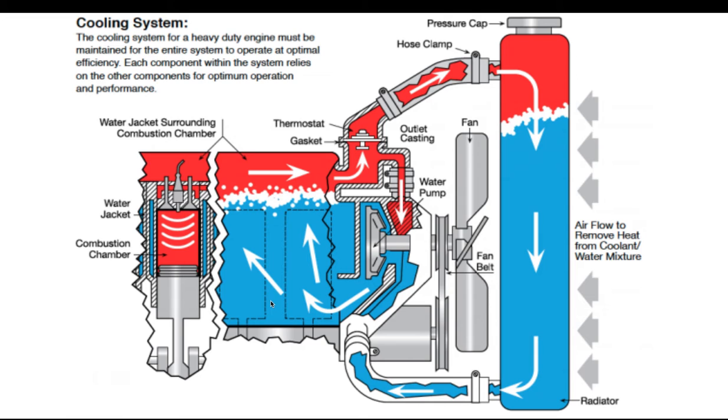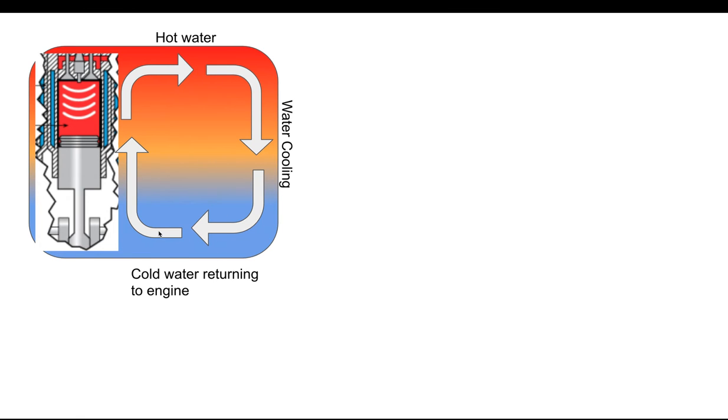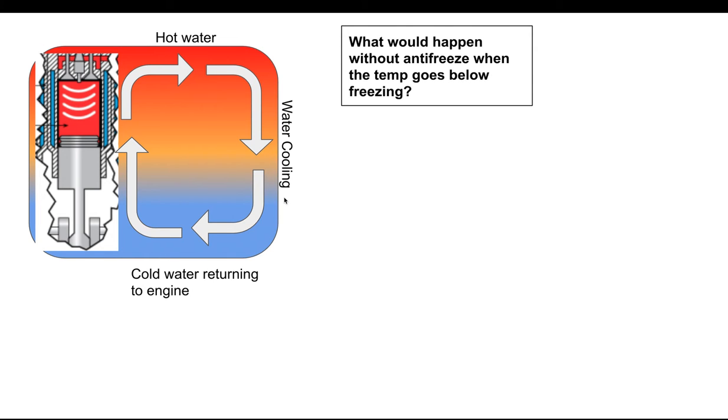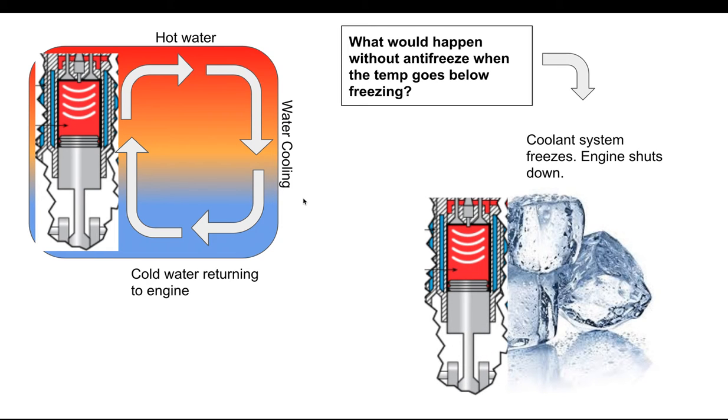So we have this continuous system of cold water being brought to the pistons of the engine and then hot water being brought away so that it can be cooled back down. This is a great system that keeps engines running for extended periods of time. But what happens when we don't have antifreeze and the temperature goes below freezing? It's winter in New York City, you go out to start your car, and the coolant system has frozen. If the coolant system is frozen, then we're not going to be able to effectively cool the engine, and the engine will overheat and shut down. So we have to make sure that our coolant system never freezes.